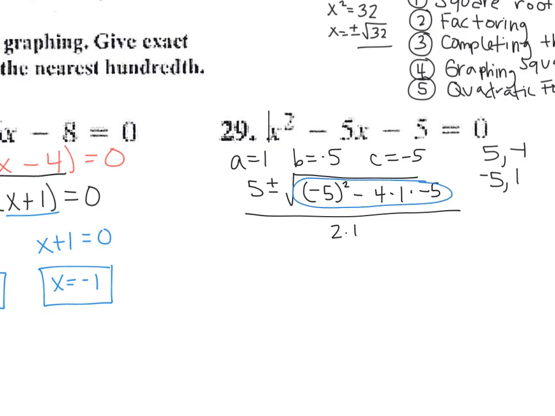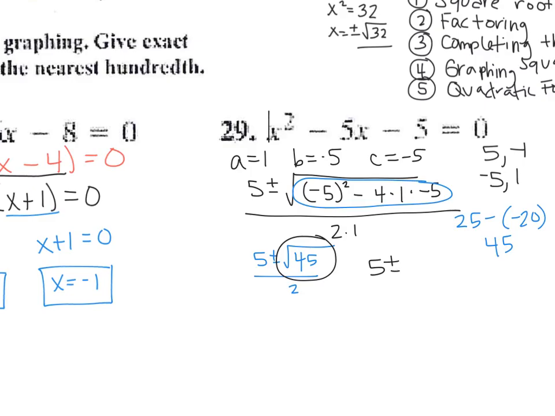This is going to be 25 minus negative 20. So that's 45. So it's 5 plus or minus the square root of 45 over 2. We can break down the square root of 45. That is broken down into 3 root 5 over 2. So here are my two answers. My two answers are 5 plus 3 root 5 over 2 and 5 minus 3 root 5 over 2.